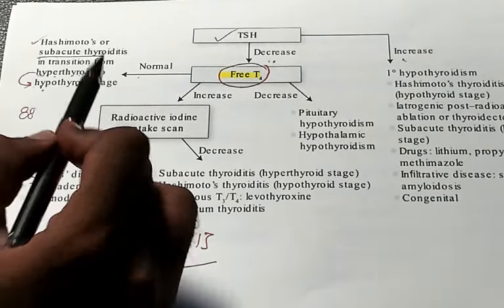Lithium, propylthiouracil, and methimazole, antithyroid drugs, and lithium. Please don't forget lithium. So many times it has been asked the cause of the primary hypothyroidism is what you need to remember. And any infiltrative disease, doctor, like scleroderma, amyloidosis also lead to the development of a primary hypothyroidism, is what you have to remember.